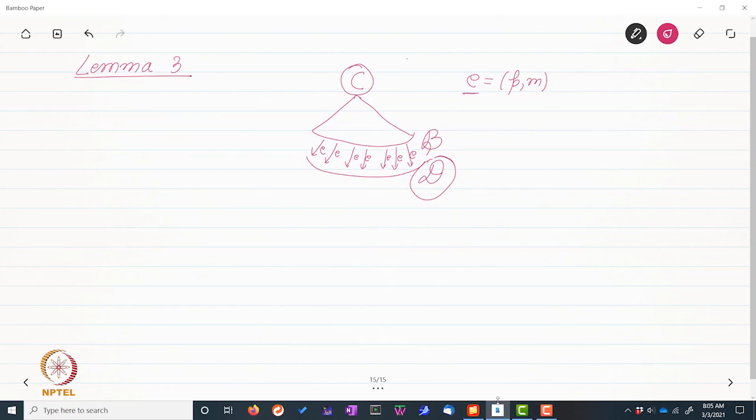So mind you, C was a single configuration which is bivalent, all right, but B and D are sets. Okay, so B is the set of all configurations that are reachable without applying E, and then I apply E to every single configuration of B, and then I reach the set D. All right. So the statement of the lemma is that D contains a bivalent configuration. That is what I would like to prove.